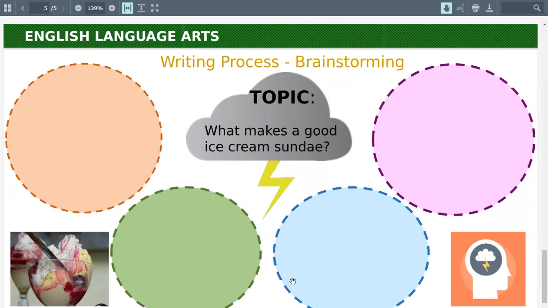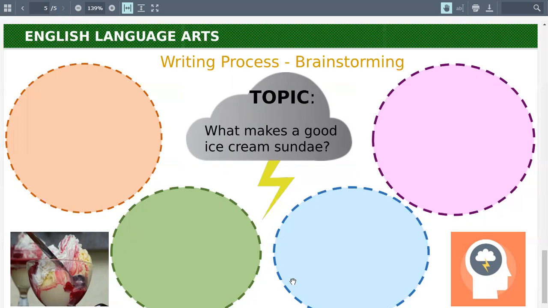So I'm just going to talk briefly about the writing process. This is something that is very important. It's a very important step. I feel like one of the most important steps with the writing process is brainstorming. Brainstorming means you are thinking of things to write about. It doesn't have to be in complete sentences. It can just be a few words to describe the things that you want to talk about.